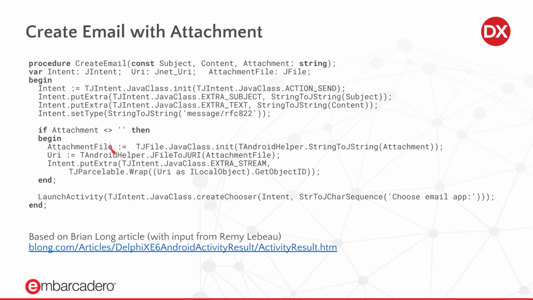Right, here's where we check to see if it's an attachment, and we get the attachment, and then we are using this routine here. This is something that changed in order to deal with the file provider, the JFile to JURI, and this is going to create a JURI that's appropriate for where we saved it. So we need to make sure we saved it into a path that was defined in those paths we had listed.